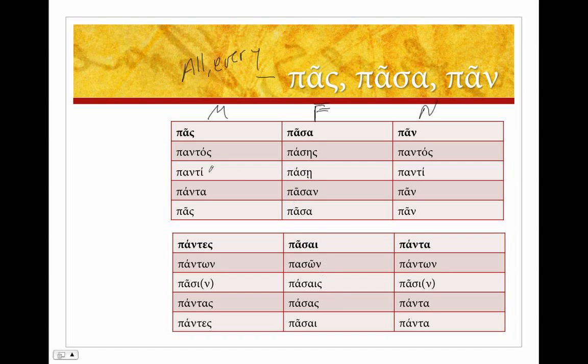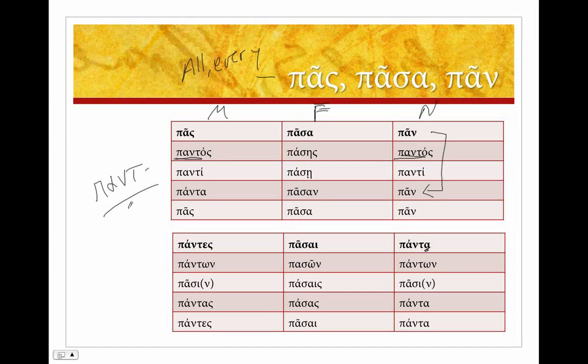Declining this is not going to be a problem. Now, in the masculine and neuter, the thing to keep in mind is that the stem is actually pant. So once you know that the stem is pant, it will decline very straightforward third declension. So pas, pantos, panti, panta, pantes, panton, pasi, pantas. And in the neuter, pan, pantos, panti, pan. Nominative and accusative are the same. Plural, panta, always ending in alpha, panton, pasi, panta. So declining pas, pasa, pan, not a problem, provided you remember that the stem for the masculine and neuters is pant.